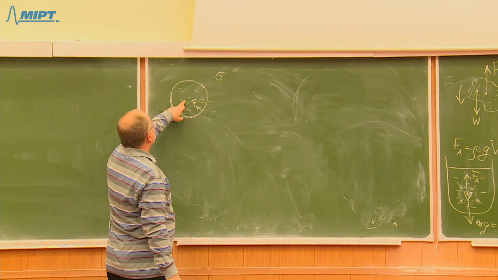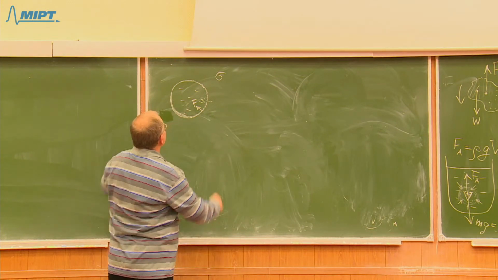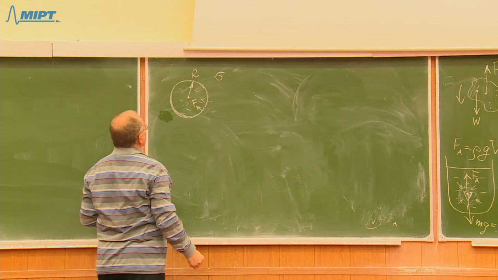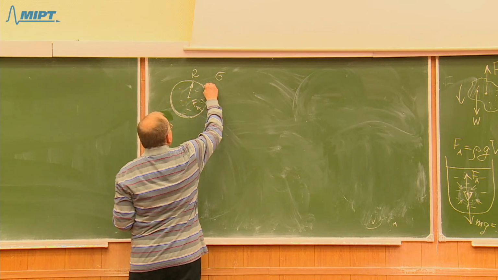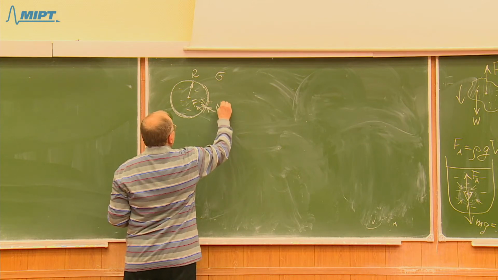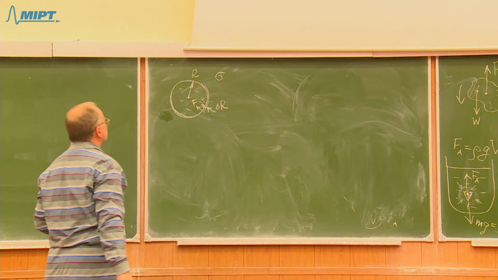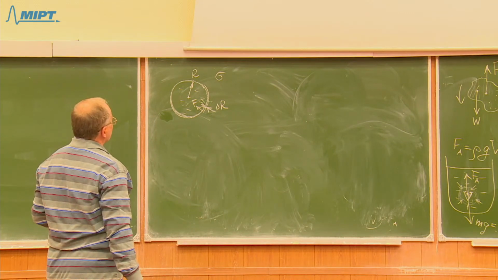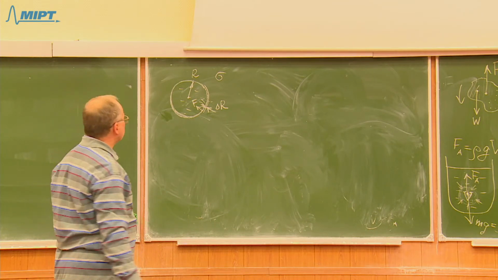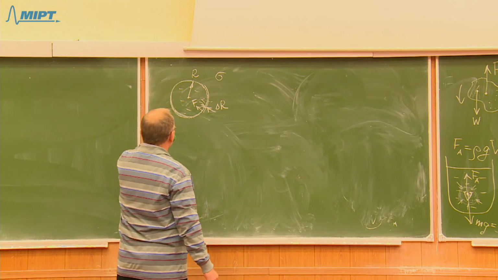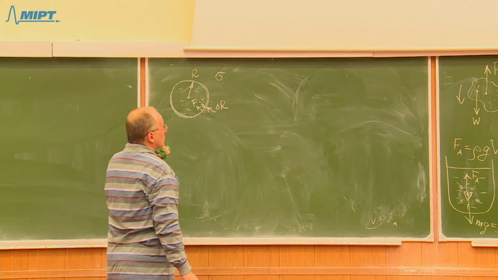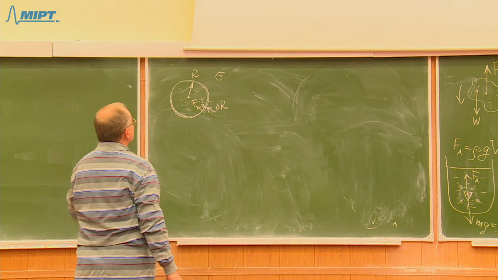So if I happen to change the volume of this droplet, if I happen to change the diameter by a very small quantity, so the radius of this droplet will be r, and I imagine that I change the radius by a very small quantity, delta r. Then I will have to perform some work because the surface area will be changed.